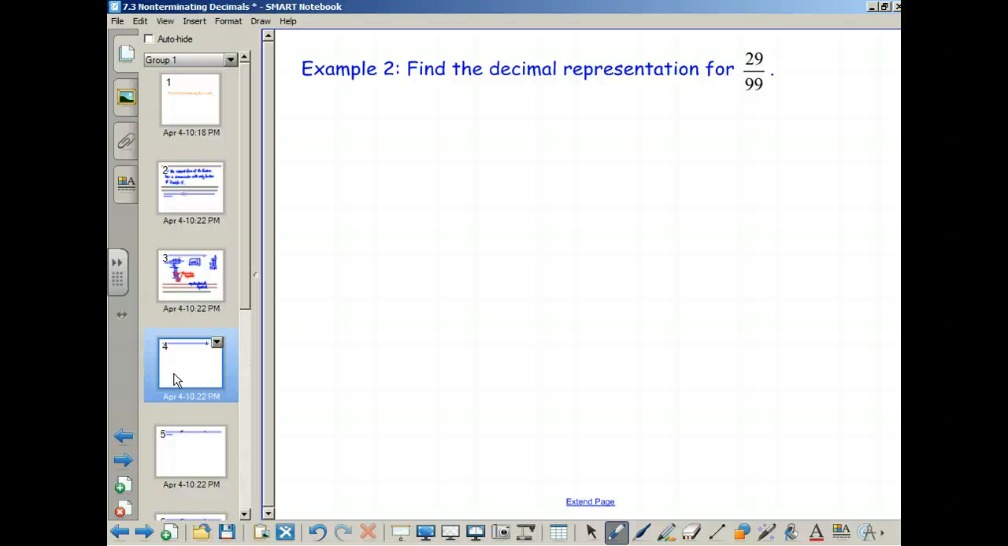So if I take a look at this one, I'm supposed to find a decimal representation. I always do that the same way. I put the 99, the divisor, the denominator, on the outside, and then the numerator is the dividend, it goes underneath. And obviously 99 does not go into 29, so that's 0. So I need a decimal point with a 0, but 99 will go into 290. How many times?